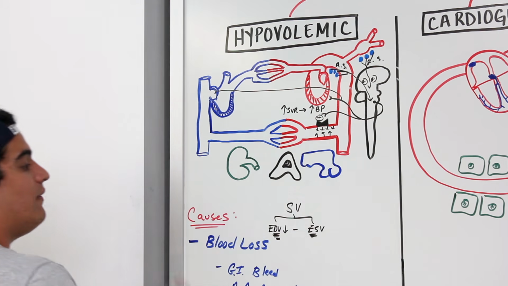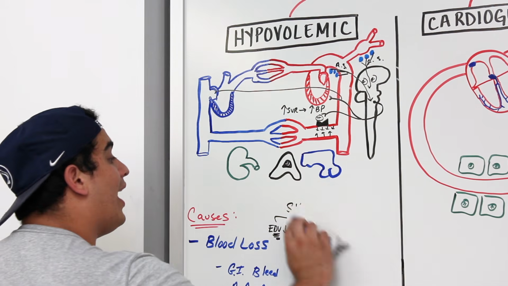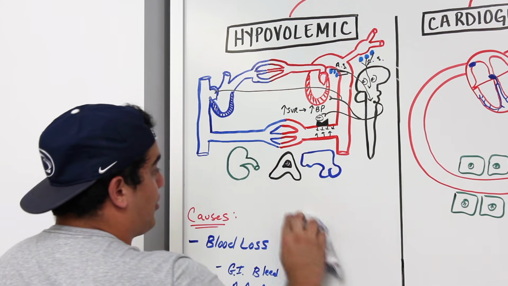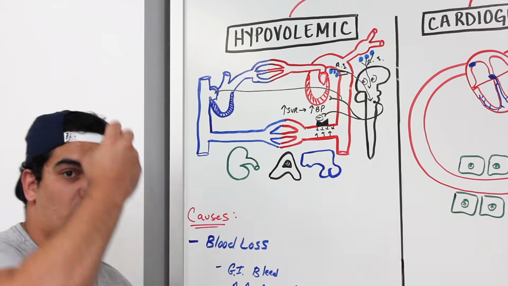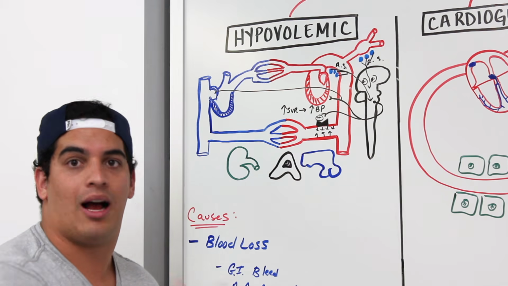So in these individuals who have this hypovolemic shock, they're going to try to increase their cardiac output, but it's not going to help them. And it's not actually going to increase significantly at all. It's actually going to kind of decrease because their blood volume is dropping. So their EDV is dropping. So their stroke volume is dropping. So their cardiac output will drop.